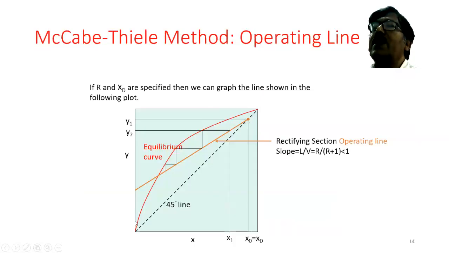This is the equilibrium curve, and on the diagonal line, this particular point is the xd point. So the operating line of the rectification section, we can draw from this point, either using the slope of this operating line like this, or using the y-intercept of this operating line. Based on that, we can draw this operating line.